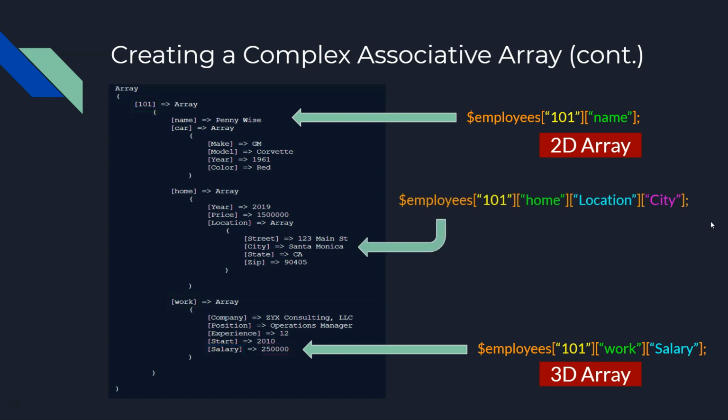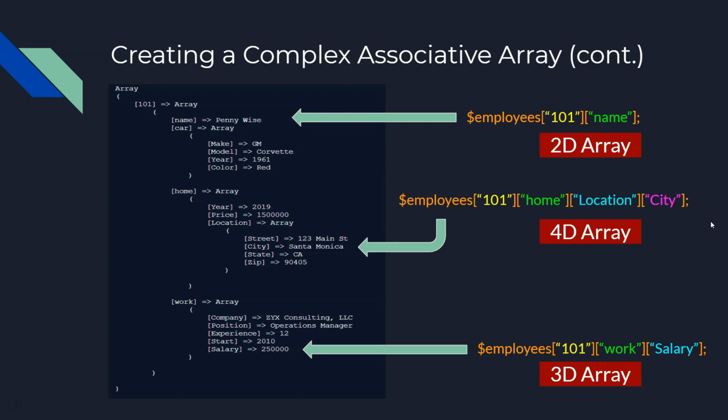And last but not least, if you want to look at the city where she's from, or where she lives, then you do something similar. Employees 101, go to the home array. Inside the home array, there's another location, points to another array. Inside the array, you reference the city, and you get the actual city, which is Santa Monica. And this is a 4D array. So you can see the idea here, that things can get pretty complex as you go deeper and deeper.